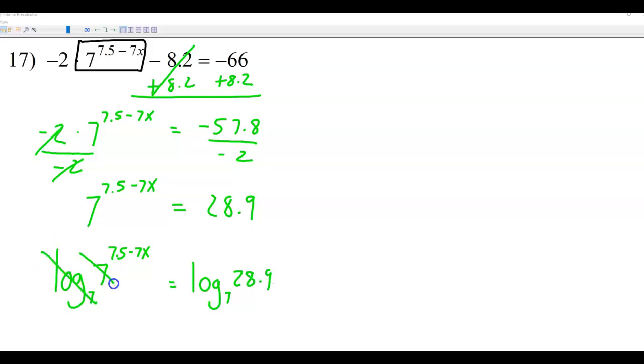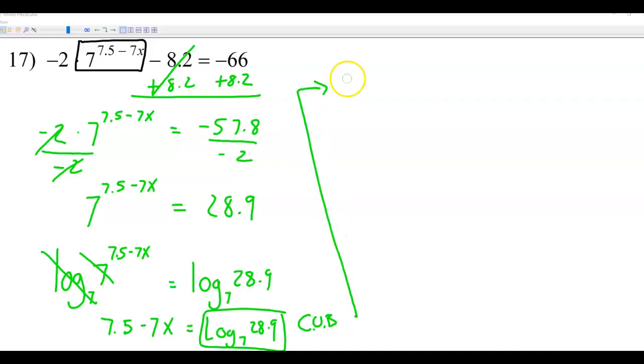Now on the left side, these cancel out, and I'm left with 7.5 minus 7x is equal to this. On the right side, though, we're going to need to do the change of base. I'll abbreviate that COB. So that's going to be 7.5 minus 7x is equal to log of 28.9 over log of 7.